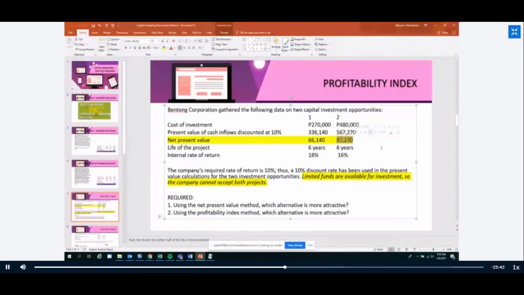So that's 87,270. Ngayon, hindi kaya umapila si Project 1? Sabi niya, well, natural lang na mas mataas yung makukuha mong net present value dyan, kasi mas mataas yung ini-invest mo. Di ba? So that's a valid point from Project 1. That's the reason why we're going to introduce profitability index.